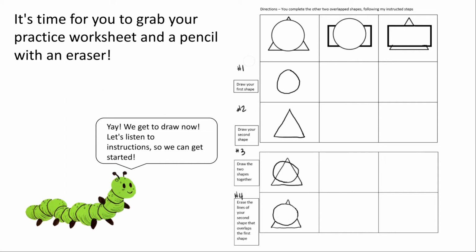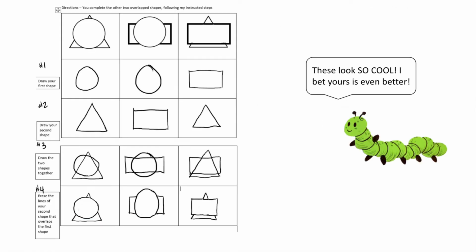Okay. So, this is the finished. So, for the middle column, we had the circle and the rectangle, and then we drew it together, and then you erased parts of the rectangle in step 4 because the circle is overlapping the rectangle.